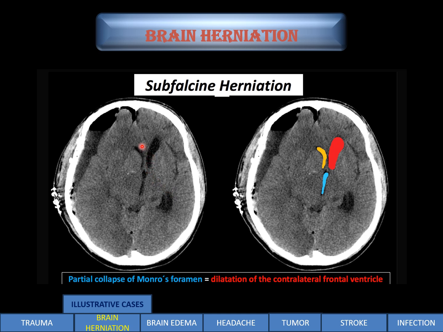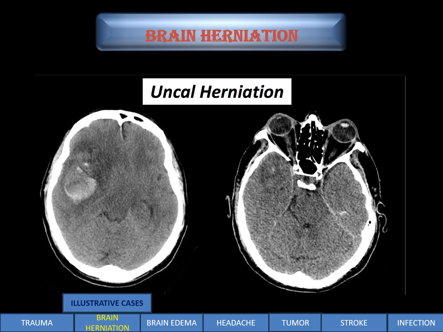So this again is a case of subfalcine herniation in which the right lateral ventricle is small and the left lateral ventricle is large. This typically occurs because of compression of the foramen of Monro. So once the mass effect causes compression here, this gets compressed and this gets dilated. This is again typical of a subfalcine herniation.